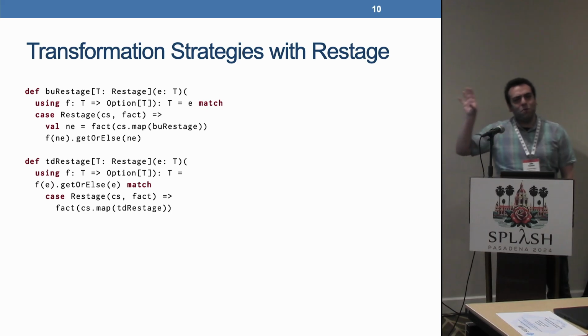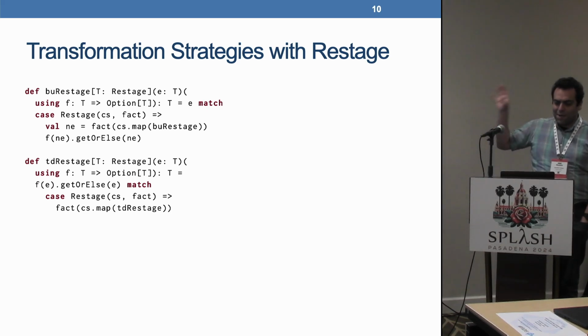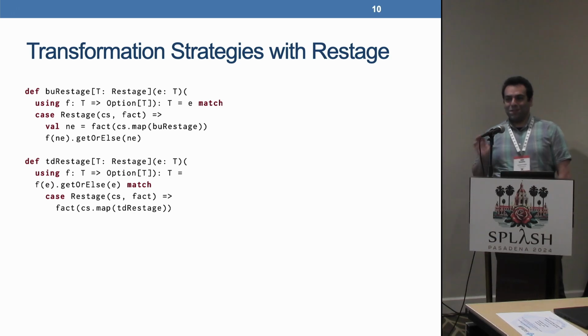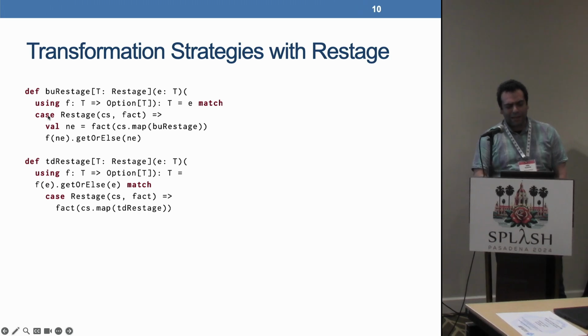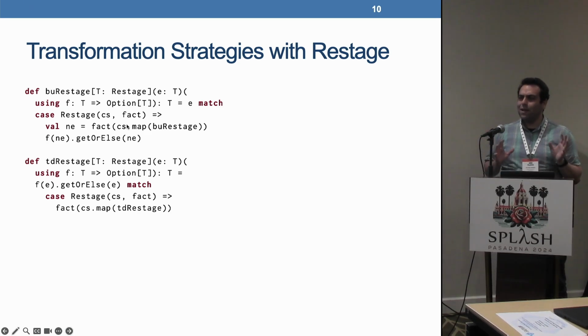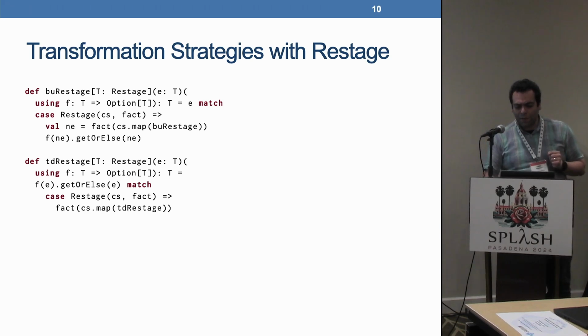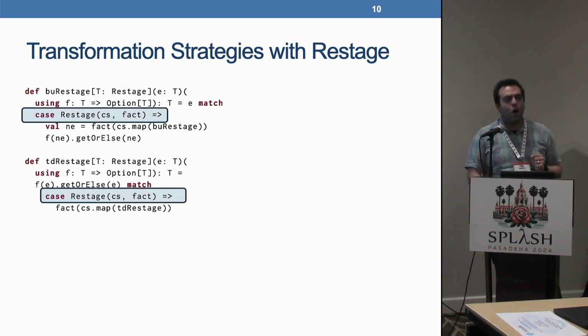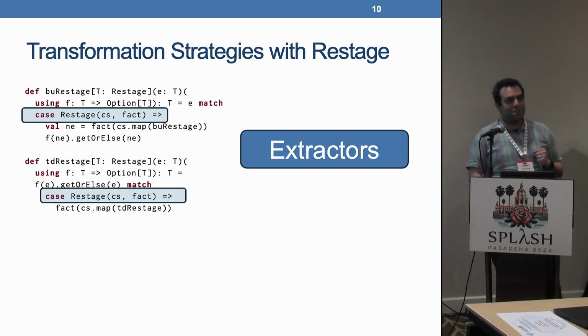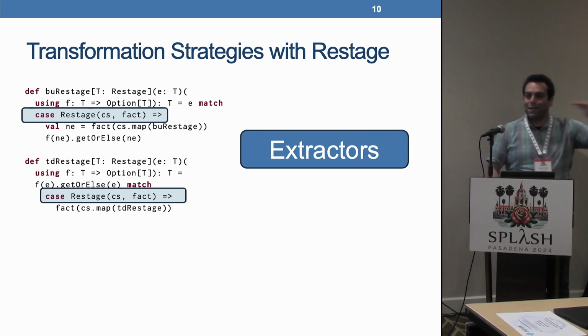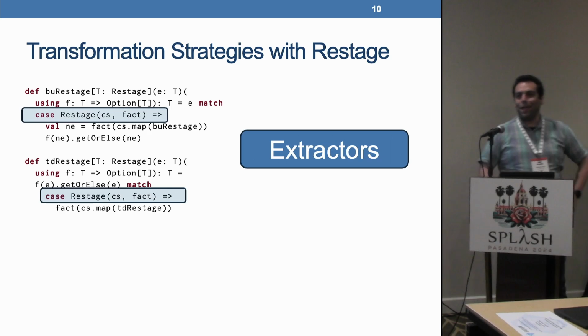Here, though, I'm using some advanced features of the Scala programming language. If you see, I'm doing a pattern matching over the Restage type interface. That looks a bit weird. I'm using a feature from the language called the extractor feature. What is the extractor feature? It basically allows you to extend the pattern matching inside the language.